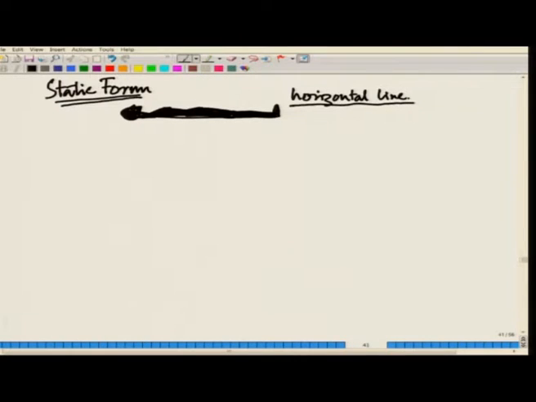So, a form based on horizontal line will give us a sense of inactivity. It is sleeping. So, it has to first get up to move. So, a horizontal line is calm, inactive.